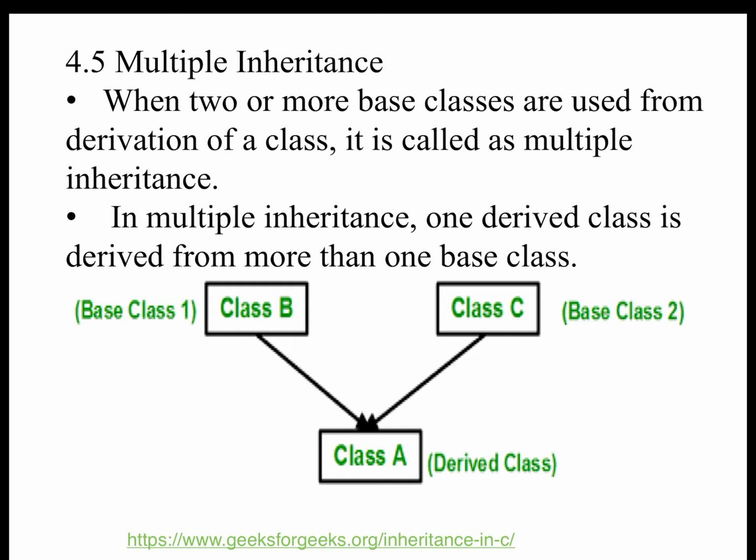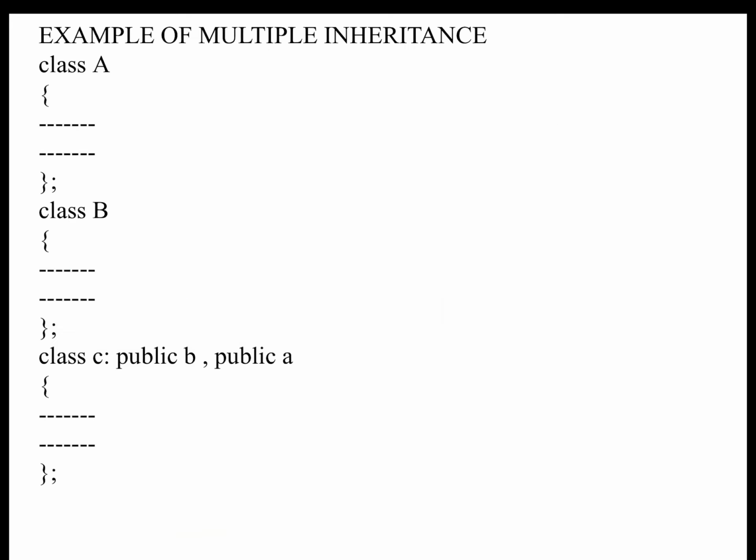So this is the graphical representation in which class B is base class 1, class C is base class 2. From these two base classes we are deriving the class A, that is called the derived class, having the features of class B and class C. So it is called multiple inheritance.